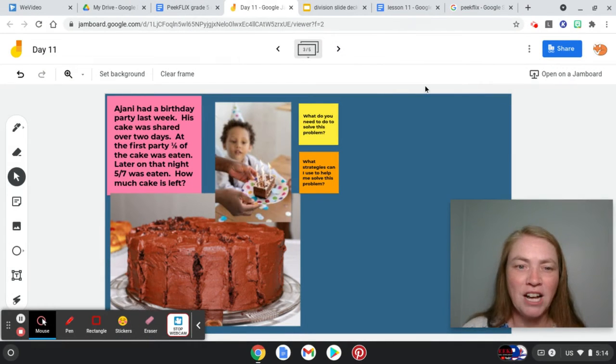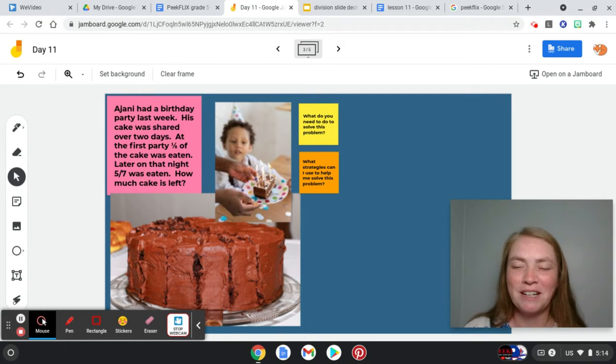Ooh, a Johnny. A Johnny had a birthday party last week. His cake was shared over 2 days. At the first party, 1/8 of the cake was eaten. Later on that night, 5/7 was eaten. How much cake is left?